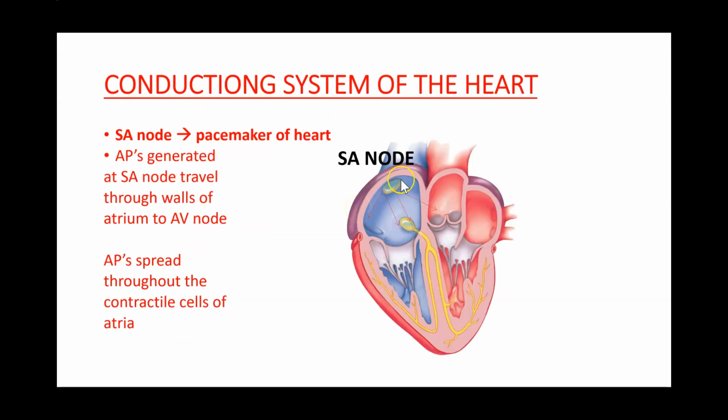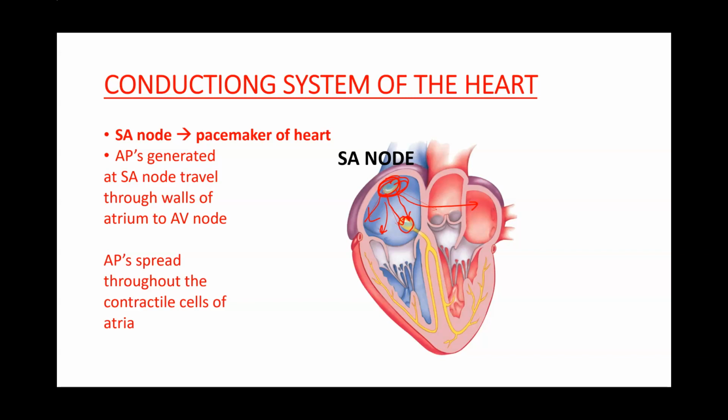Okay, so this is the SA node, which is the pacemaker of the heart. That's where the action potentials are initiated. From there, the action potentials begin to travel down a nodal pathway towards the AV node down here. But notice that the action potential is also spread to the other cells of the atria, which are going to begin to contract.